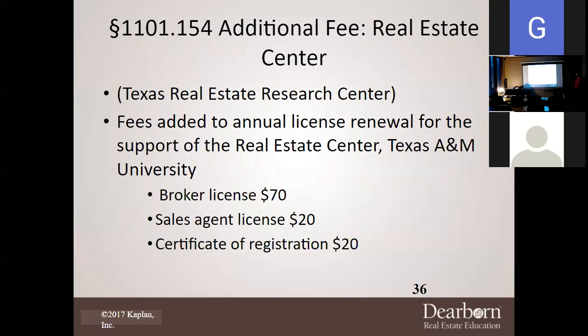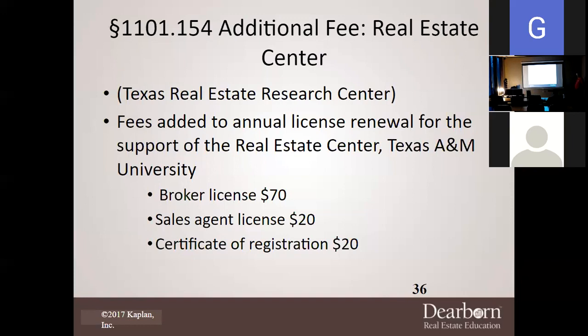The Real Estate Center here at Texas A&M University, and you are reading that correctly. What's it say, Aiden, here? Texas A&M University. Where is Texas A&M University? College Station. So the Texas Real Estate Research Center, which is located here in Bryan-College Station, receives fees that are added to the annual license renewal for the support of the Real Estate Center, which, like I said, is located here at Texas A&M.